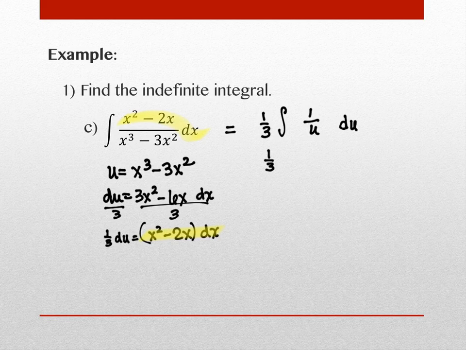So now we have 1/3. What's the antiderivative of 1 over u? Natural log, absolute value of u. I don't leave it with u's in it though. I change it. And what does u equal? x cubed minus 3x squared.